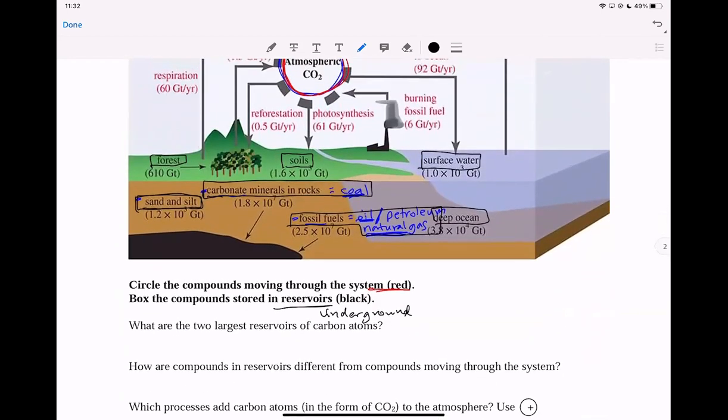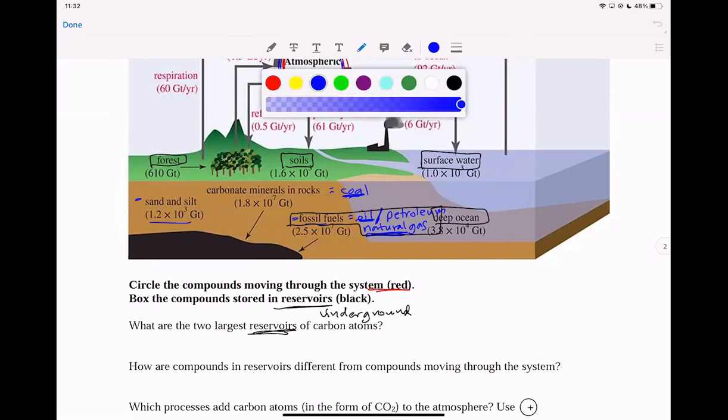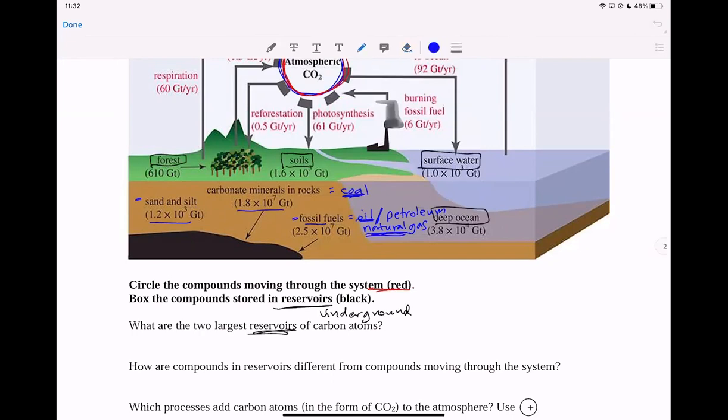So what are the two largest reservoirs that I just circled in black? What are the largest number values for those blacks, the reservoirs? So looking for the largest number values, take a look at all of those. Let's see, they're all pretty large. So this is 1.2 times 10 to the third gigatons, which is less than this one, 1.8 times 10 to the 7 gigatons, which is less than this one.